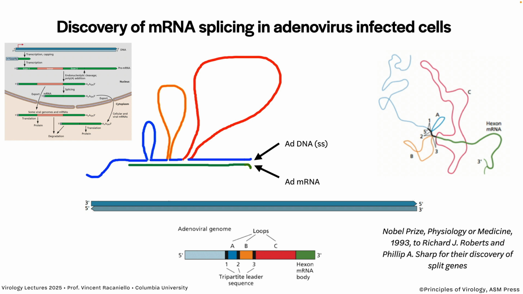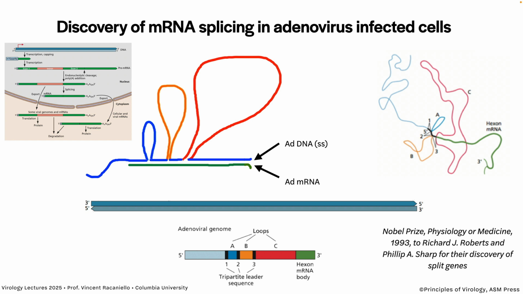So they did a very clever experiment where they took adenovirus DNA, they made it single-stranded. Remember, the DNA genome is double-stranded, so you can heat this and separate the strands. And then they hybridized it to one of the messenger RNAs, this one encoding the hexon protein. And then they looked at the result in the electron microscope, and here's the actual finding. They saw all these loops.